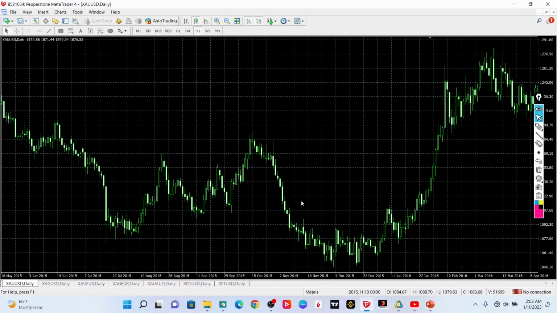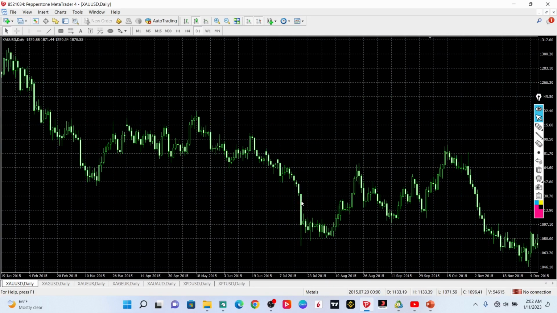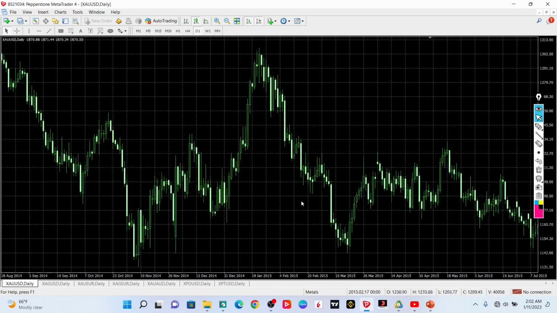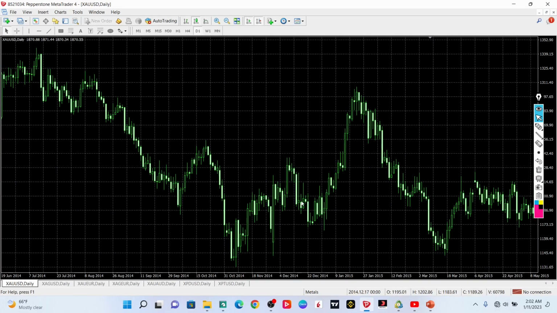That's a double bottom. Everyone can see it. Okay. The rounding bottom, some sort of. Okay.